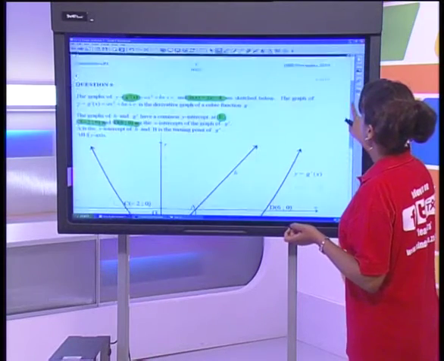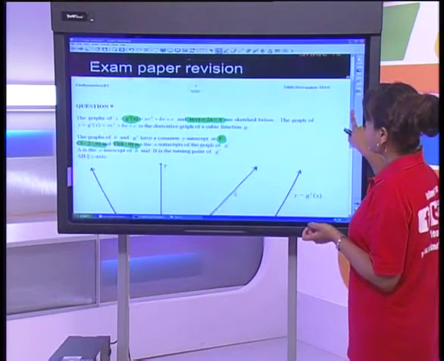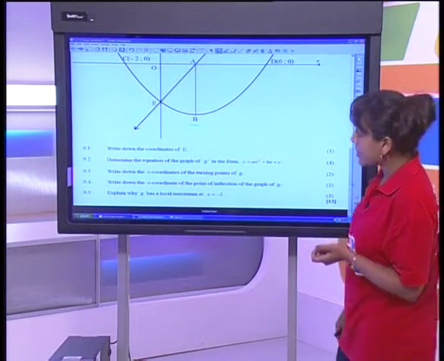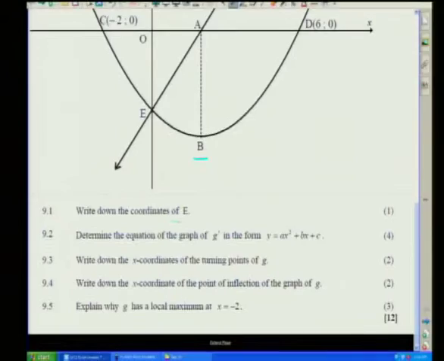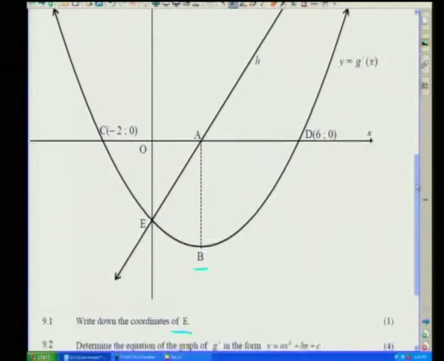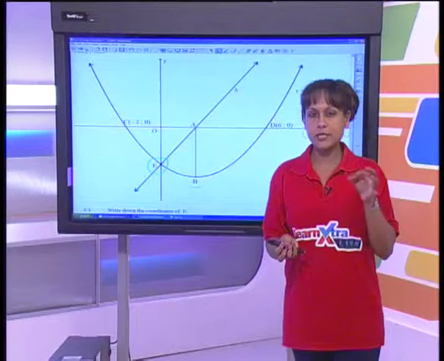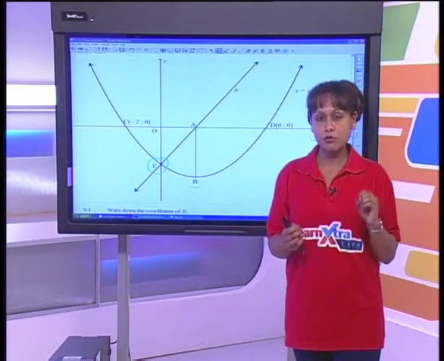And this question, remember, is from the November 2010 paper. Okay, the first question for 1 mark: write down the coordinates of E. So guys, if you look at the graph, E is the y-intercept of both the parabola and the straight line. Now remember, how do you find y-intercepts? All you have to do is say let x be equal to naught.